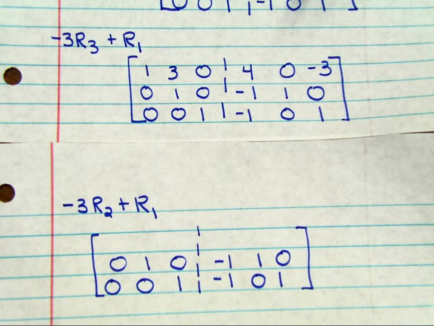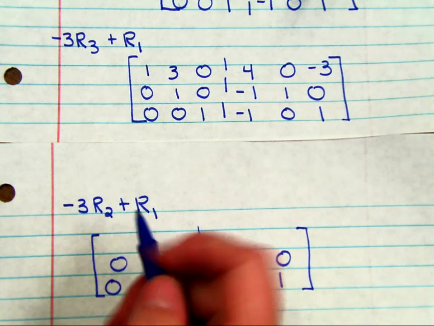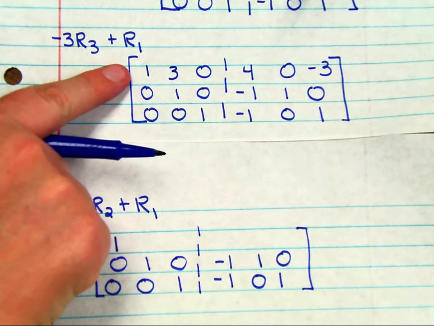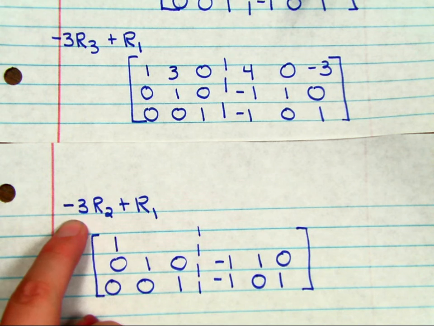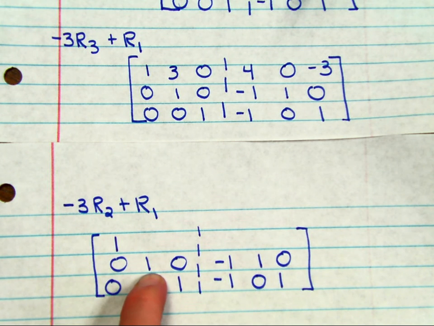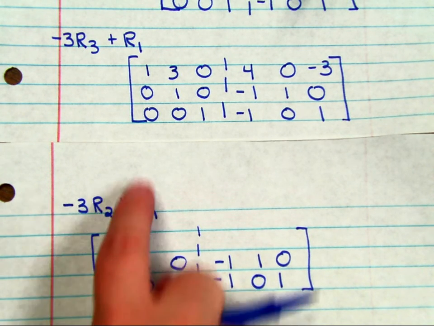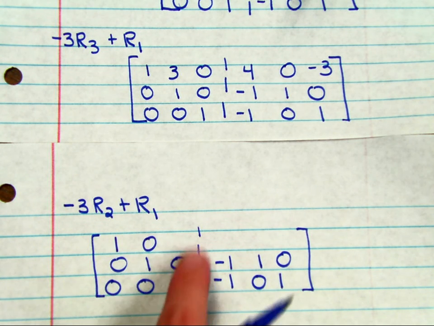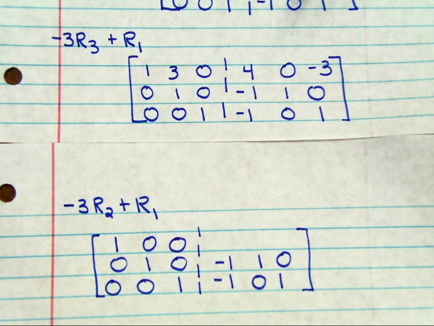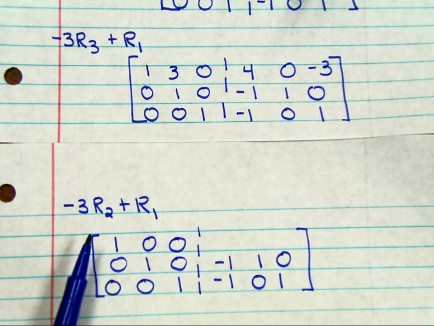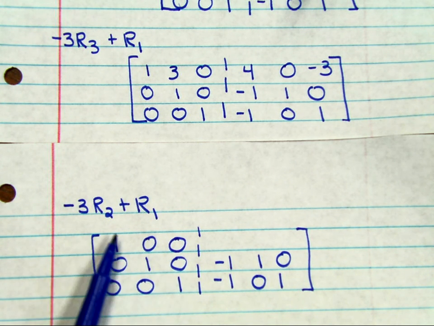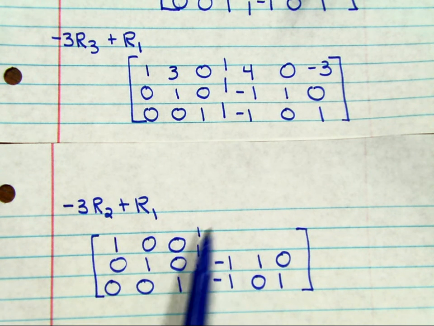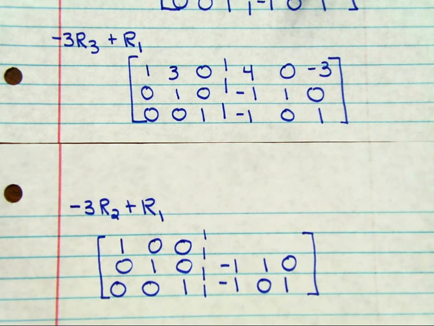Okay, now I'm doing negative 3 row 2 plus row 1. So I would start here. Negative 3 times 0, that's 0. Plus the 1 I have up here, that's a 1. Negative 3 times 1 would be negative 3. Plus the 3 up here would make that 0. Negative 3 times 0 is 0. Plus the 0 I already have would make that 0. And if you look, I have the identity matrix that I needed. Now I just need to finish my right-hand side. That will tell me what my A inverse is.